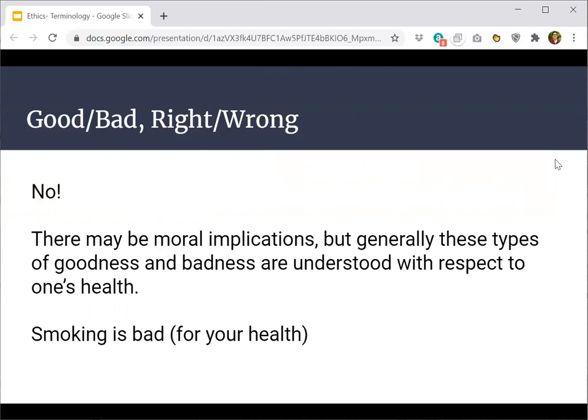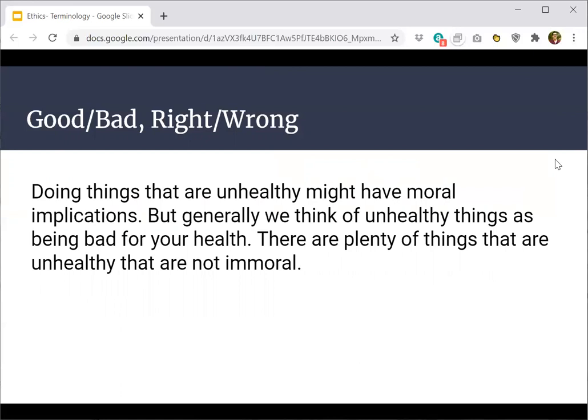Smoking is bad for your health. Eating salads is good for your health. Doing things that are unhealthy can have a moral implication, but generally we think of unhealthy things as being bad for your health. There are plenty of things that are unhealthy but aren't immoral, like eating too much cake or eating fast food.